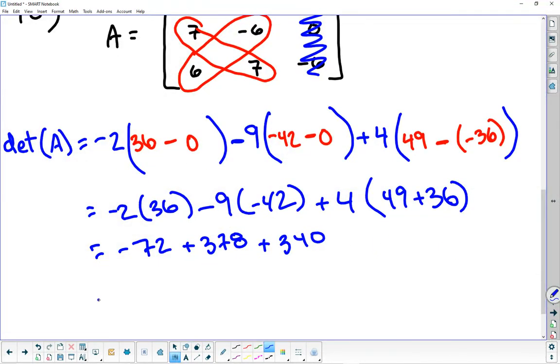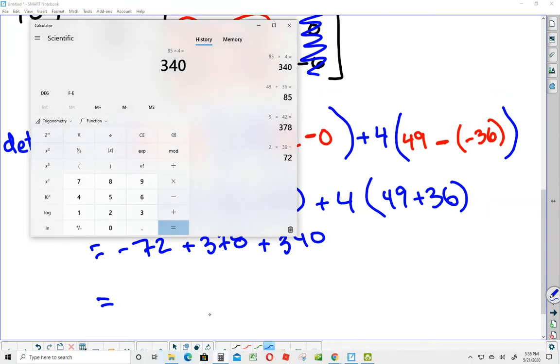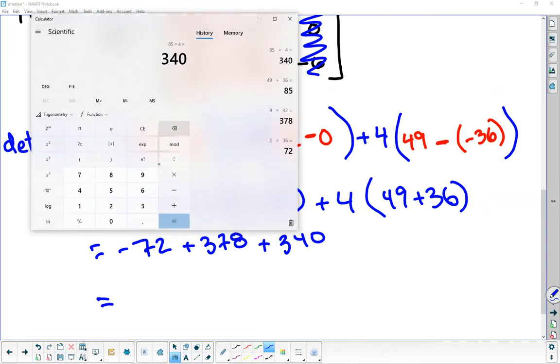Right, and then my final answer is going to be negative 72. So go ahead and use your calculator again, unless you do this in your head. So you got negative 72 and 378. So that's actually like 378 minus 72. Okay, and then you get 306, and then I'm going to add 340. So plus 340. That's going to give me 646.